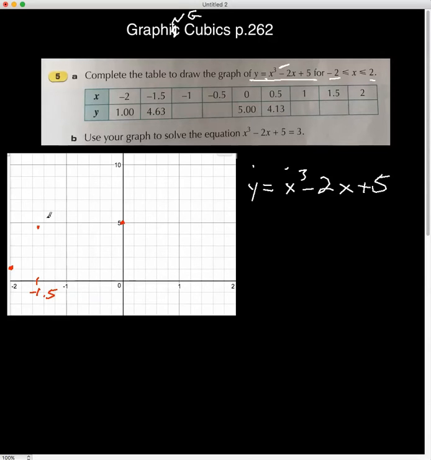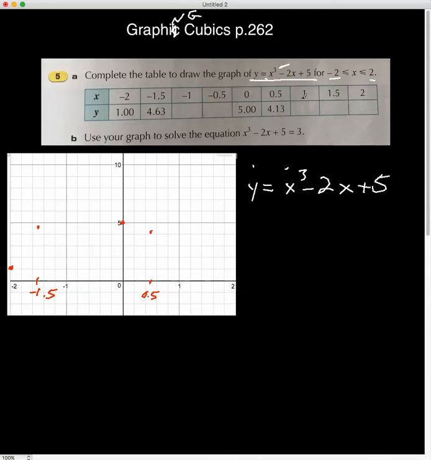So maybe it's that curve that flattens out. Maybe it goes up, maybe it goes back down and back up. We have to see what the points do. Okay, let's see. 0.5, which is here. That's about 0.5 on my graph. So 0.5, 4.13. So this is 4, maybe around here, 4.13. So it actually is starting to go down here. So maybe it goes up and then goes back down.